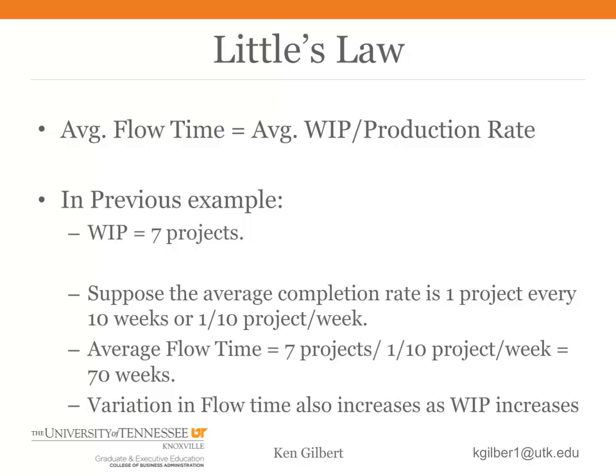Here's the reasoning behind Little's Law. In the previous slide, you have 7 projects. Suppose on average you complete a project every 10 weeks. When a new project comes in, there are on average 7 projects in the system. The new project is number 7. If they leave one every 10 weeks, first in, first out, it would be 70 weeks before number 7 would leave. The arithmetic of Little's Law is that we divide the WIP by the production rate. In this case, the WIP is 7 projects, and the production rate is 1/10 of a project per week.